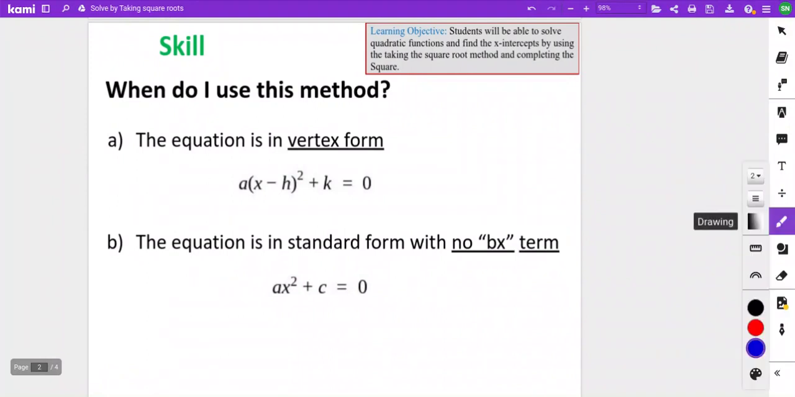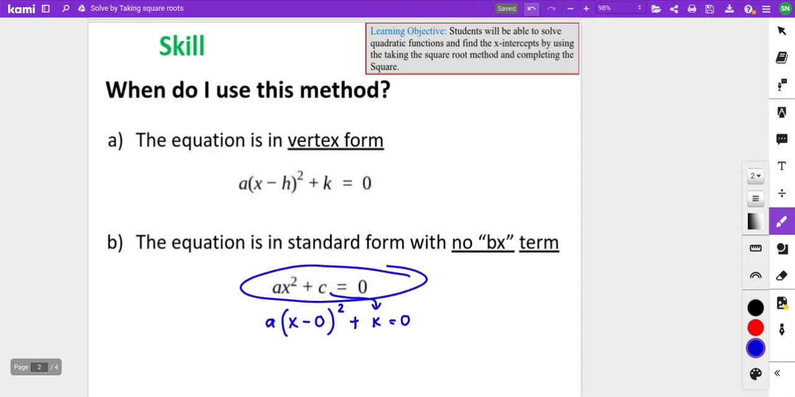One of them is when you have the equation in vertex form, the one I just circled in blue, and the second one is when you have the equation in standard form but there is no bx term. The second one is also in vertex form, but most people don't identify it as such because it lacks the parentheses. If you put the parentheses, it will look something like this: a(x minus 0) squared plus, and just to make it look exactly like vertex form, we could convert that c into the k. Most people will prefer to refer to it as in standard form, so we'll go with that.